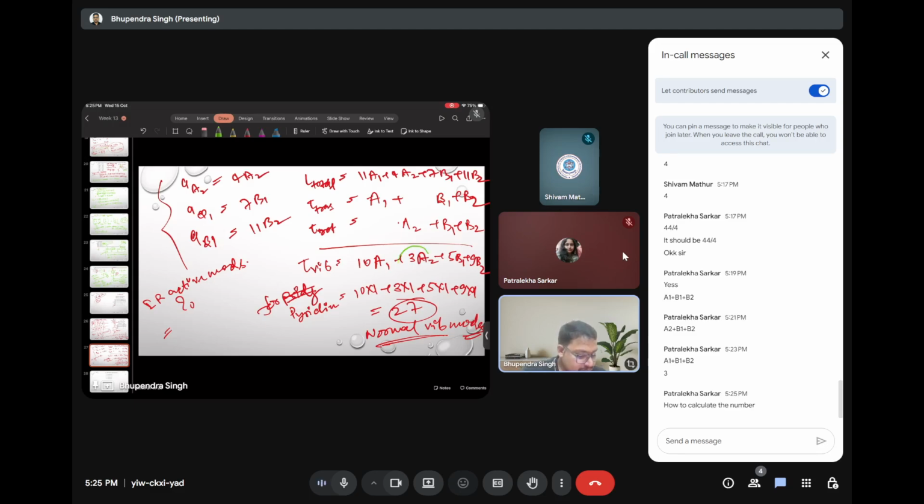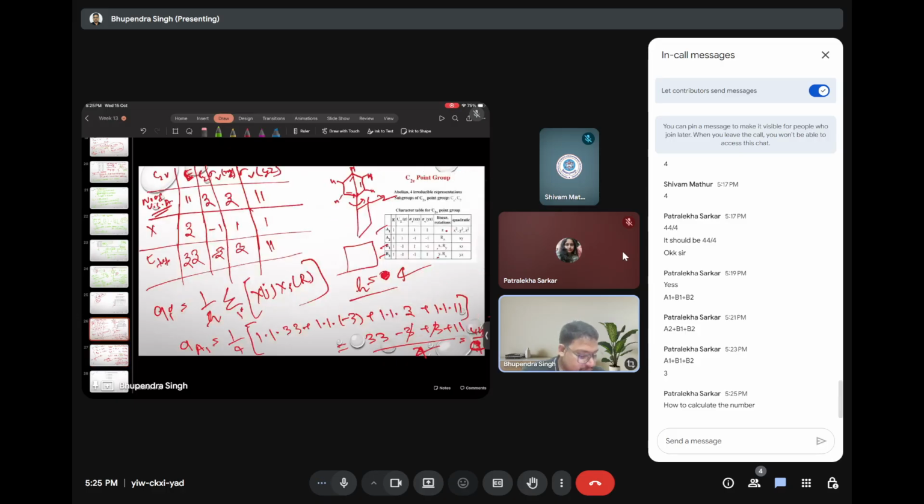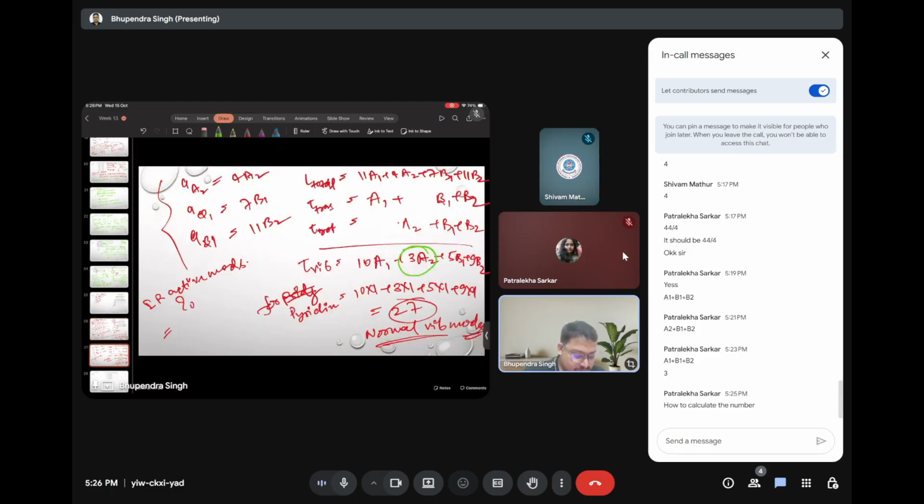Or you have to subtract these, no? This A2 is not IR active. Why? According to this character table, these are not IR active. The rest of them are IR active because the rest belong to A1, B1 and B2, where we have linear terms. So subtract these: 27 minus 3. So we have 24 IR active modes.